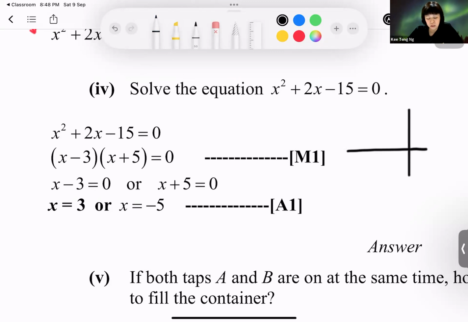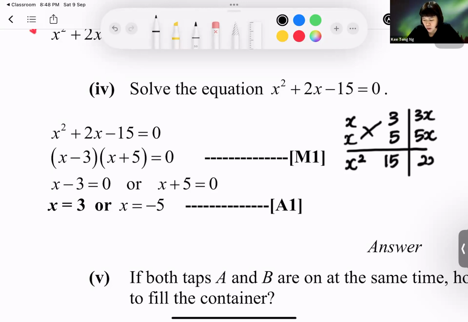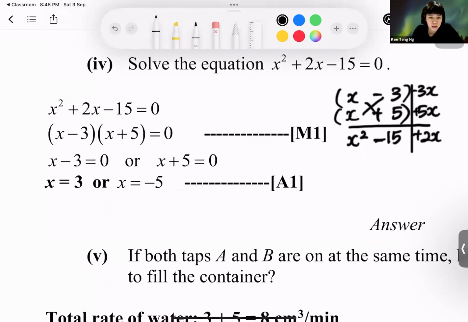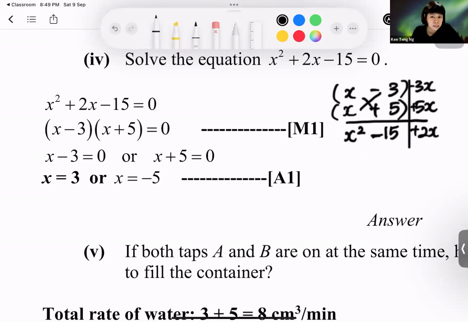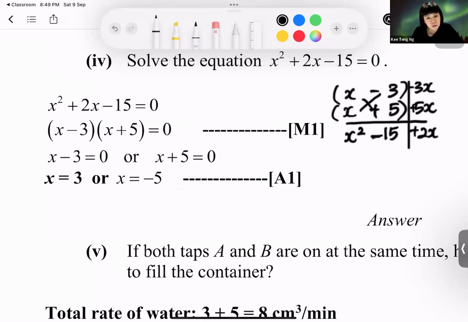If not, those who use a calculator, you also can use your calculator to help you, but I'll still try as much as possible to show your working. 3 times 5, 15, they want a 2x, so 3x, 5x, they want a 2x is positive, so the larger number gets the positive sign, and check minus times plus, minus, correct. So the answer will be x minus 3, x plus 5, and they want to solve the equation, so x equals to 3 or x equals to negative 5.